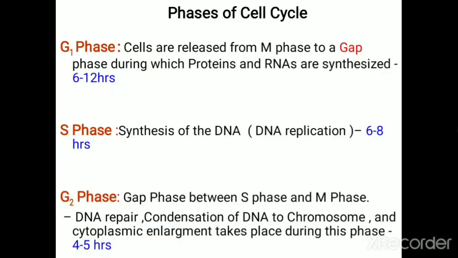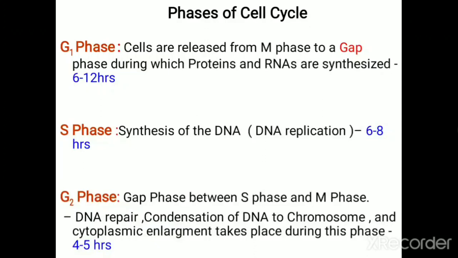The first one is the G1 phase. Protein synthesis and RNA synthesis take place during the G1 phase of the cell cycle, and the average duration of this G1 phase is around 6 to 12 hours. DNA synthesis, that is the DNA replication, takes place during S phase, and the average duration of the S phase is around 6 to 8 hours.